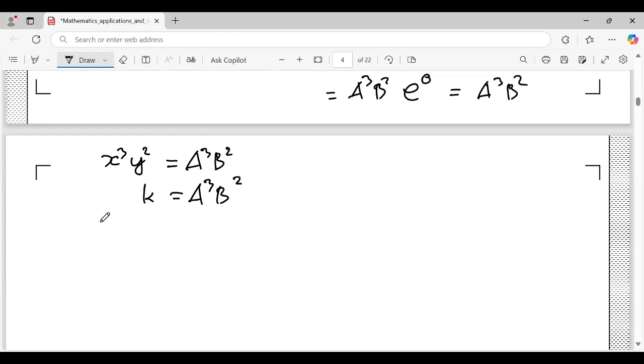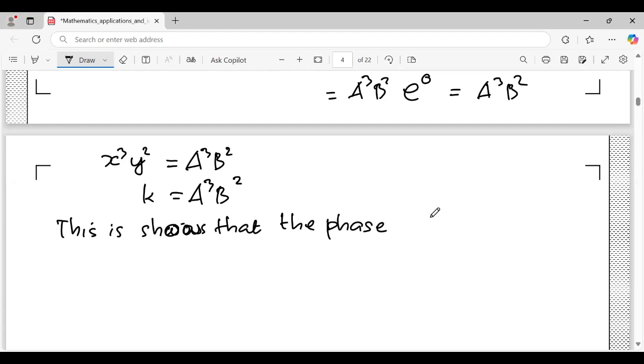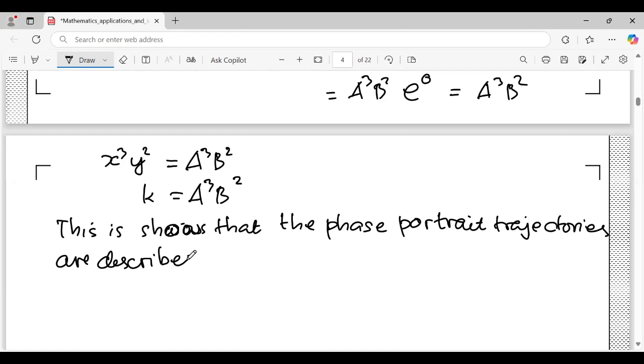So this shows that the phase portrait trajectories are described by the equation x cubed y squared equals k.